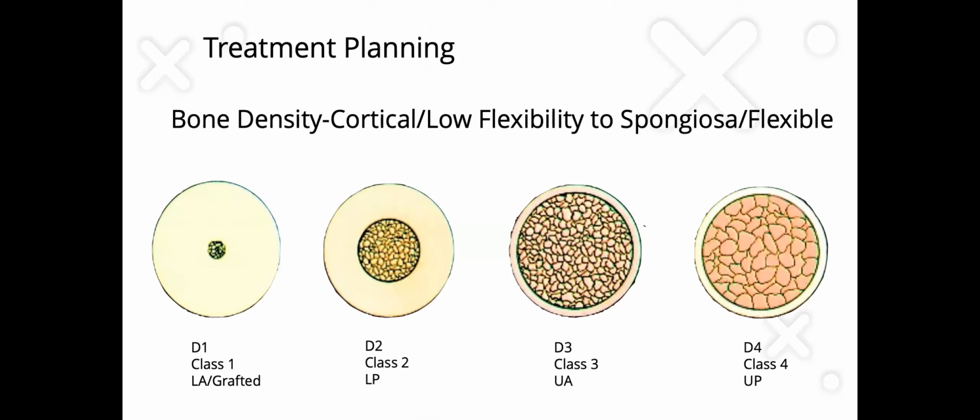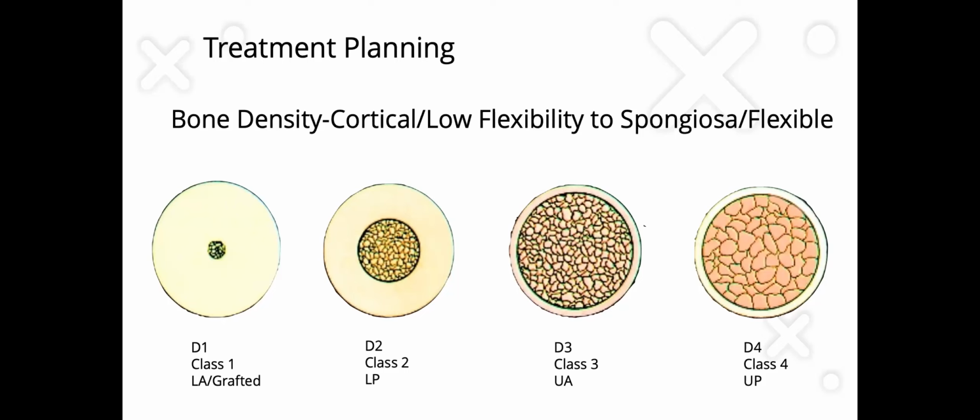So bone densities are something to consider when we're looking at treatment planning. We do want our implant type and size to be guided by our bone density as well as what we have available. Typically in the lower anterior region, we'll get D1, which is cortical bone and has low flexibility. I also put grafted bone in this category, although grafted bone has no flexibility, keep that in mind, and has little vasculature.